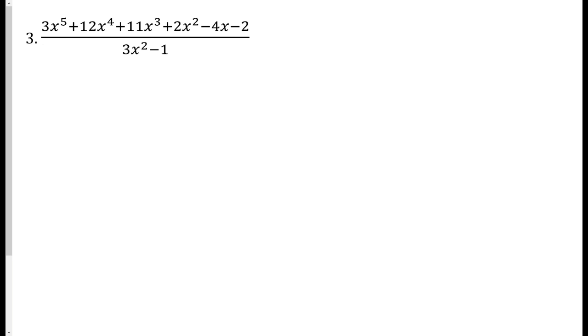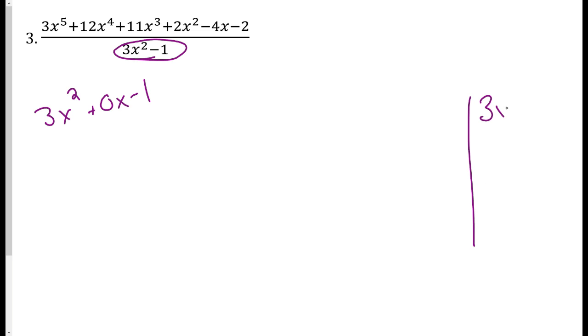Number 3. We have this 5th degree polynomial divided by 3x squared minus 1. A little warning light needs to be going off because of what's missing here. 3x squared plus 0x minus 1. We need to fill in that missing term, otherwise our table won't line up and the diagonals won't line up, and the reverse tabular method will just fall apart.